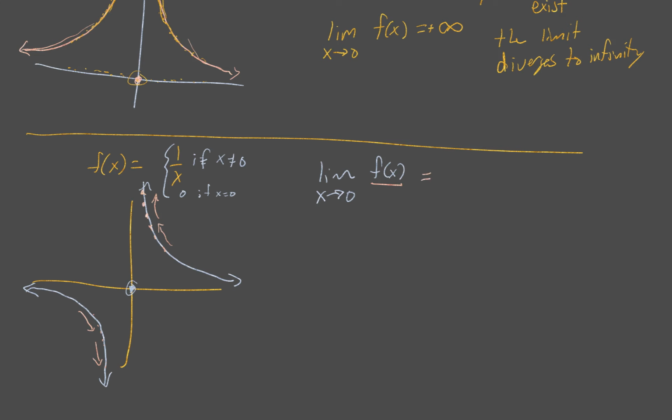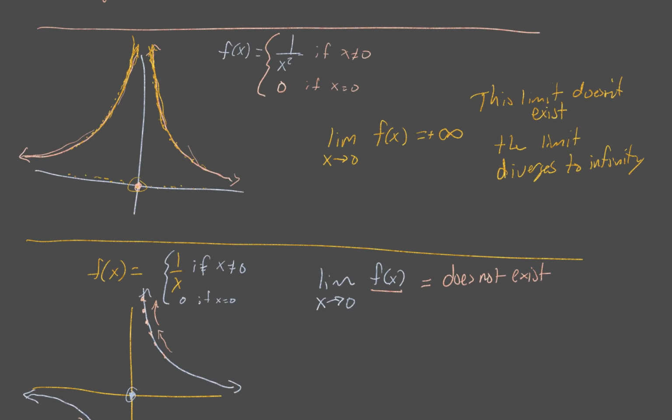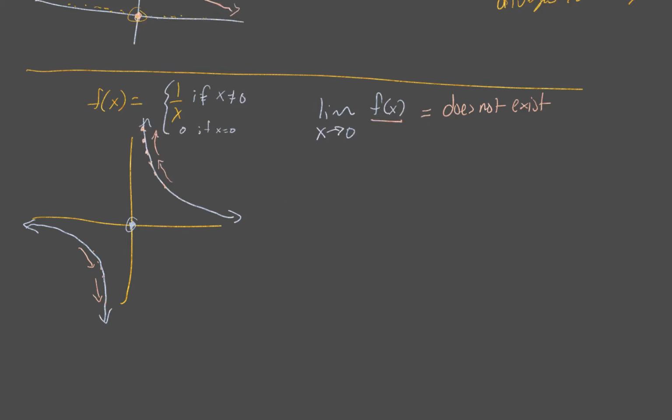This doesn't exist, but it doesn't equal infinity or negative infinity. They go in different directions. It still diverges. This diverges, does not exist, but we can't say it's equal to positive infinity or negative infinity because they both don't go to the same spot, right? Up here they both went towards positive infinity, so we said it diverged towards positive infinity. Here one goes towards positive infinity and the other goes towards negative infinity, so we don't say it equals either one of those, we just say it doesn't exist, period. Okay, so that's another way it might not exist.